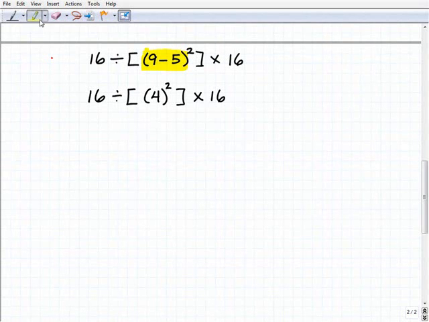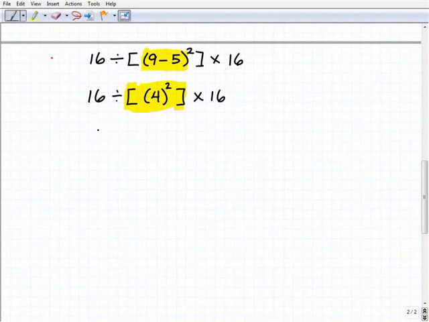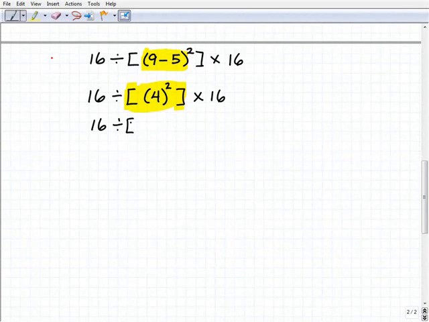Okay, so what do I do next? Well, I still have to work inside of whatever parentheses remain. These brackets are basically, like I said, parentheses, grouping symbols. So I have to work on this 4 squared. And notice I'm just rewriting everything nice and neat. So this will be 16, and I'll use these brackets here. You can use parentheses, by the way, if you'd like at this point, but it's up to you. So it's going to be 4 squared inside of the brackets, which is 16, times 16.